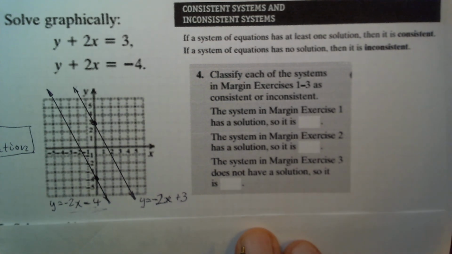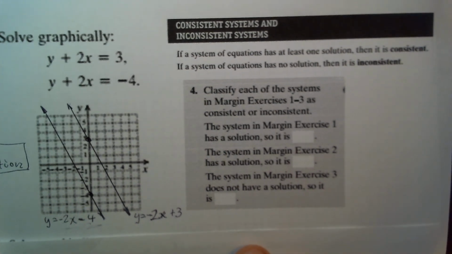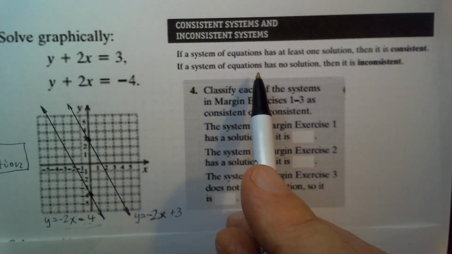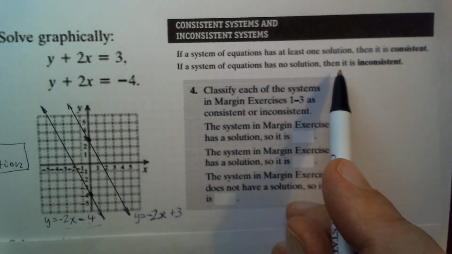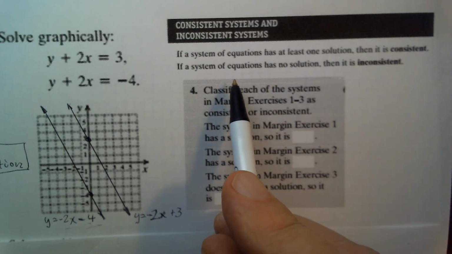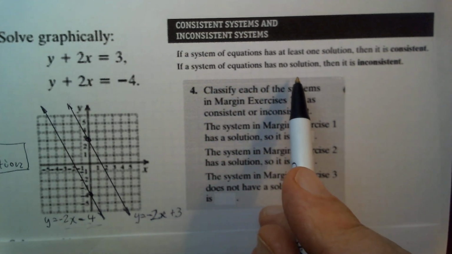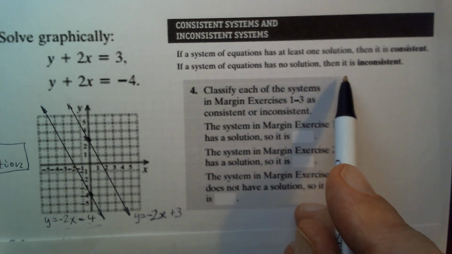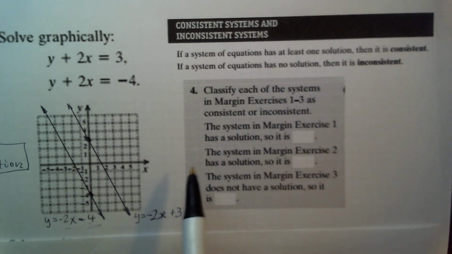And so let's look at the consistent system and inconsistent system. If a system of equations has at least one solution, then it is consistent. If a system of equations has no solution, then it is inconsistent. So here we have an inconsistent system because there's no solution.